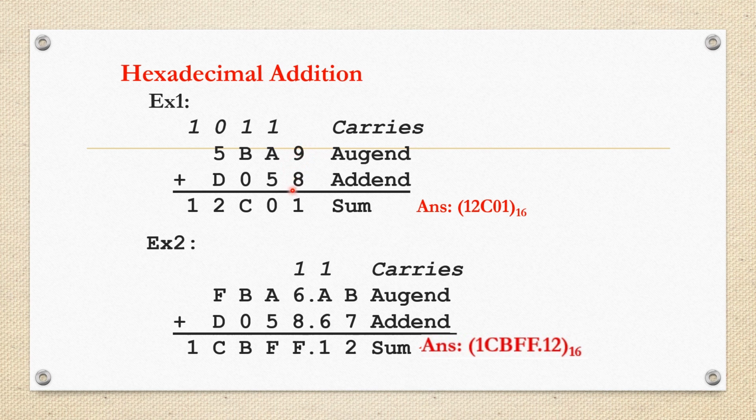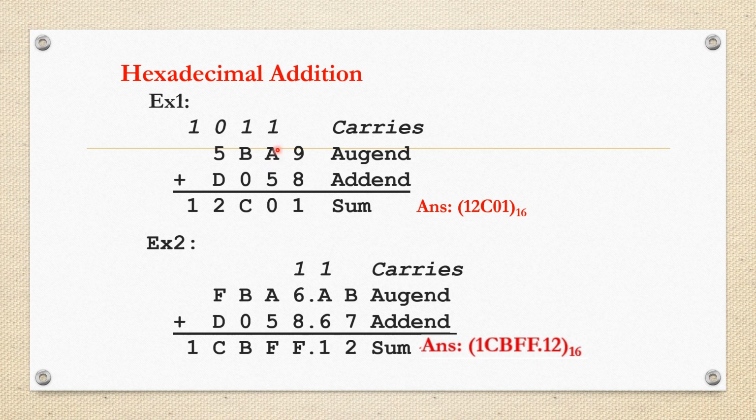Okay, so again, I am repeating. 9 plus 8, we'll do the decimal addition because we are more used to thinking in terms of decimal numbers, and then we are going to convert it into hexadecimal. 9 plus 8 is 17, and 17 is equivalent to 1, 1 in hexadecimal. So 1 comes here and 1 goes here.